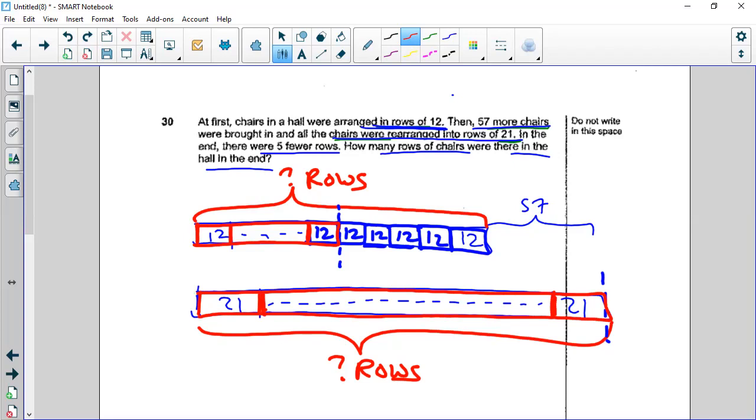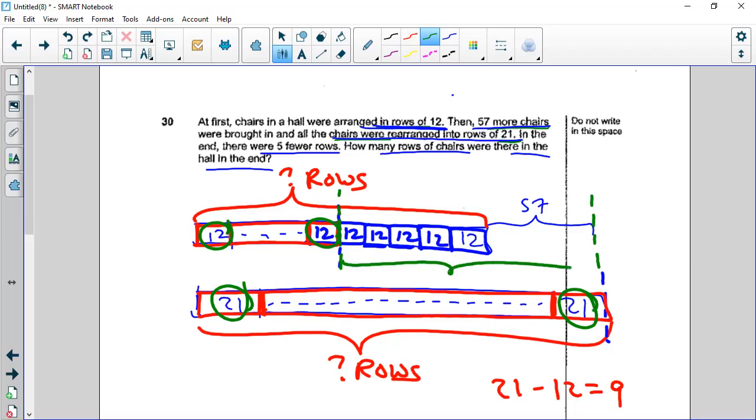From 12 chairs to 21 chairs, how many chairs must you give so that every row gets 21? You have to give every row 9 more chairs. If every row has 12 chairs at first, including the first row and the last row, but you want them to have 21, then 21 minus 12, 9 more. You must give every row 9 more chairs. But take from where? Take from in between, take from here. Can you see that?